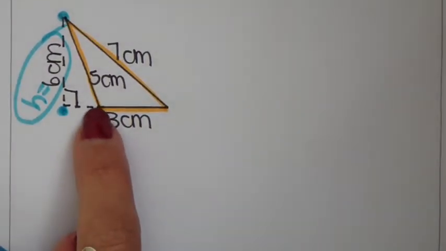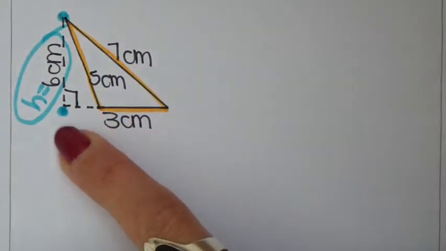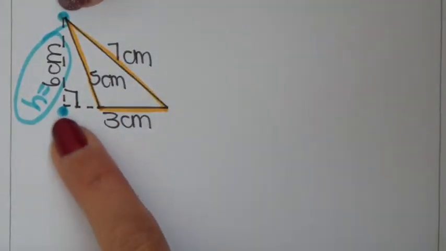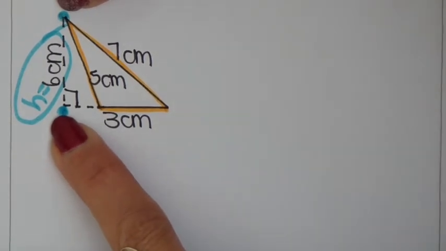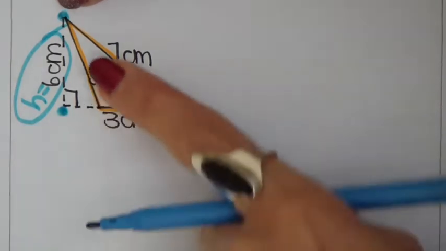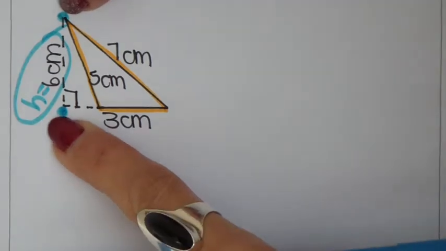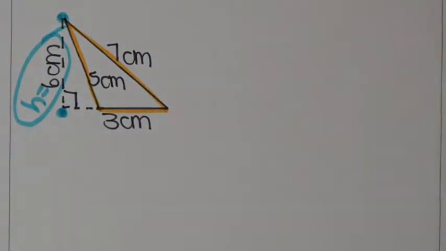Hulle het hierso 'n stippellyntjie bietjie verder gegaan van hierdie 3 cm af van die onderste sy. Hierso is die onderste punt. Toe maak hulle 'n loodregte stippellyn al die pad op tot by die hoogste punt van die driehoek. Stem julle saam met my dat hierdie 6 cm dan my hoogte wys. Want is van die laagste punt van die driehoek tot by die hoogste punt van die driehoek. Dit is 6 cm.